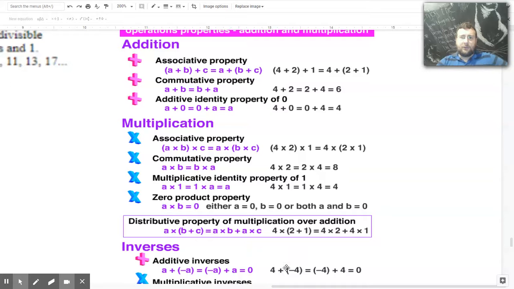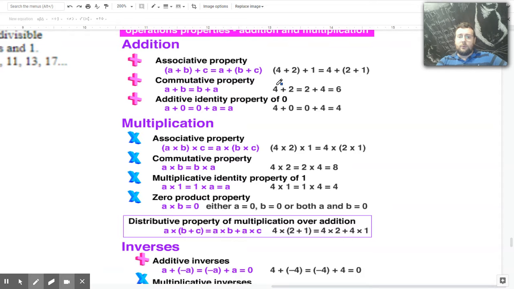So I want to talk about some properties of addition and multiplication that make working with them special when compared to division and subtraction. The first property I'm going to do is the commutative property, which basically means it doesn't matter in which order you do things.